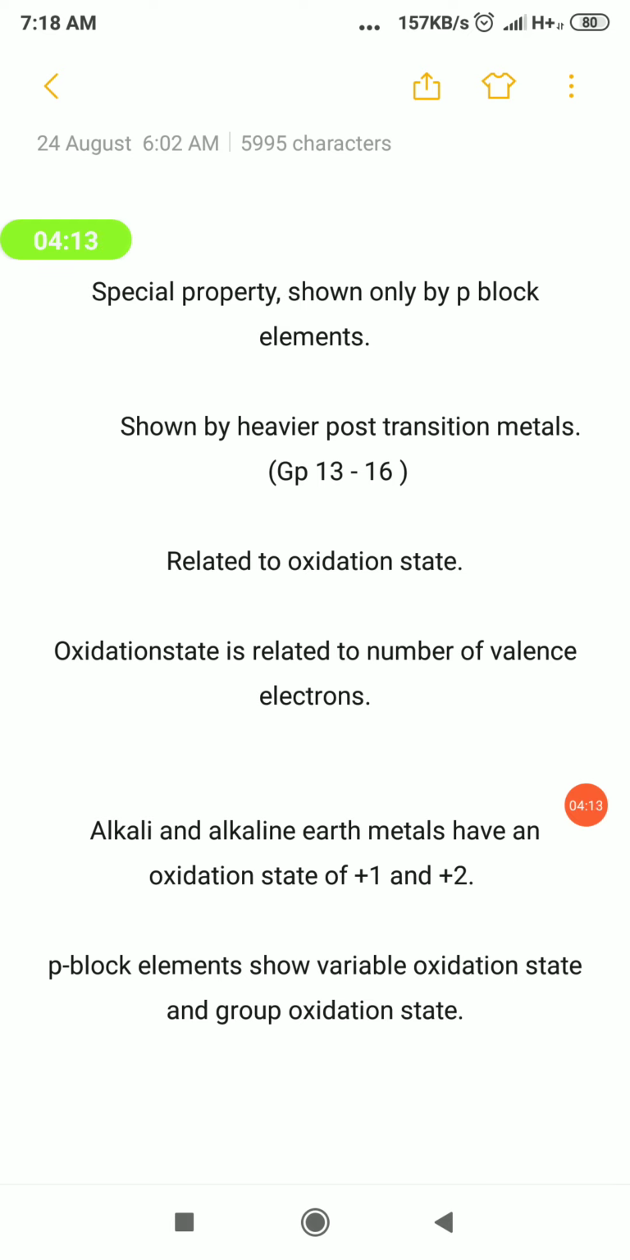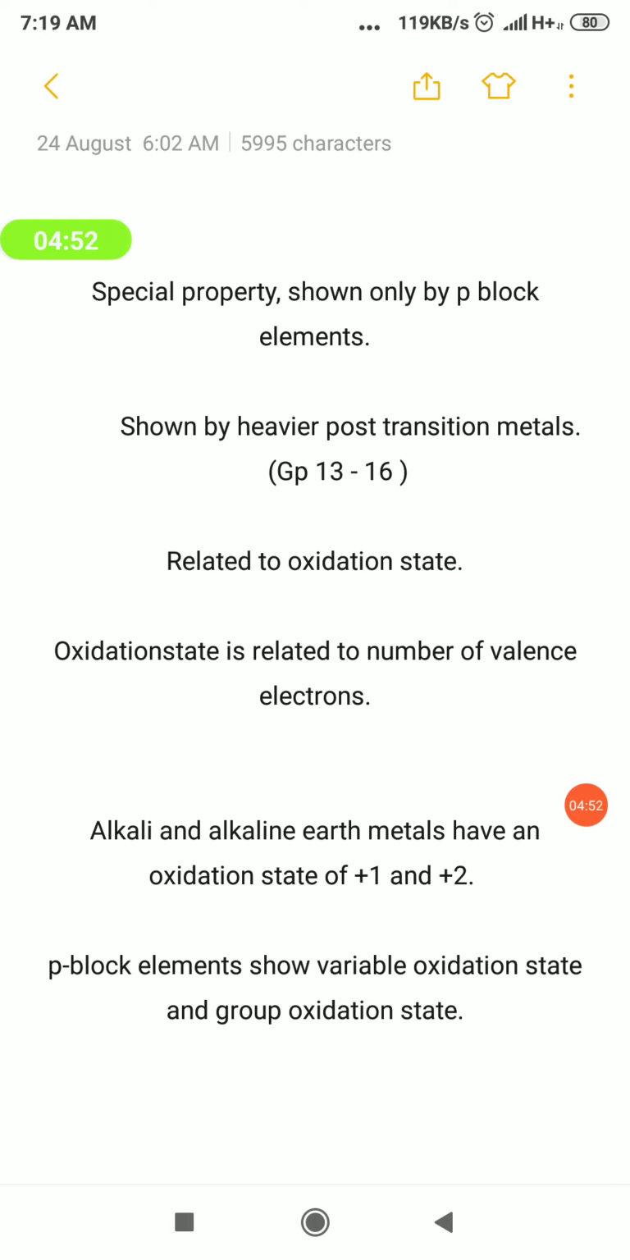And now we are going to see the oxidation states of P block elements, which we have completed in the former videos. The P block elements can show two different oxidation states. One is called the variable oxidation state. It can be from +1, +2, +3 up to +7. They can show variable oxidation states. And another is called the group oxidation state. Can you remember what the group oxidation state is? Group oxidation state is equal to the number of valence electrons present in the element.